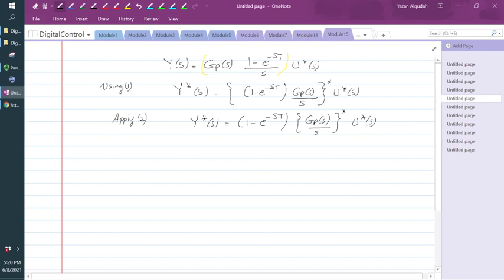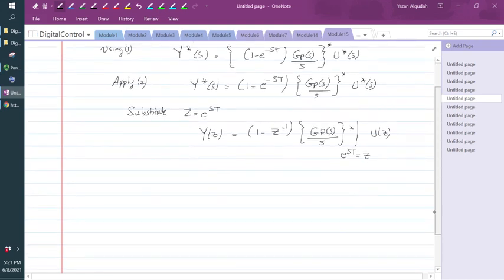Okay, so from here, if I substitute z equal to e to sT, I can write this y star. If I replace e to sT with z, I'm going to get y of z equal to 1 minus z to negative 1 multiplied by Gp of s over s star, where e to sT is equal to z, multiplied by u of z. So u star, y star is going to become y of z, e to sT is going to become z, and u star is going to become u of z.